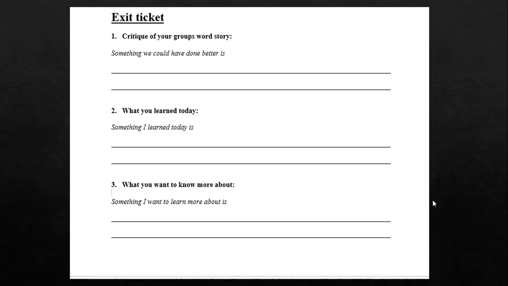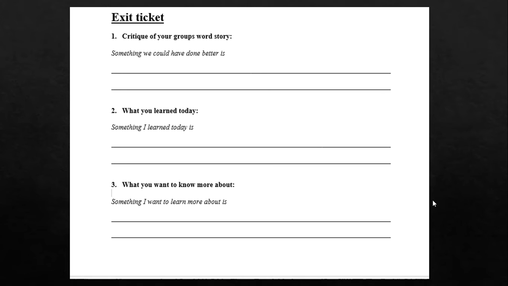You give this to students and they're going to do 3 things. The first thing is they're going to critique their own story. So their group, their partner, each of them are going to do it. Something we could have done better is, and then they're going to either answer that sentence stem or create their own full, complete sentence answering what they thought they could have done better. Number 2, they're going to say something that they learned today.